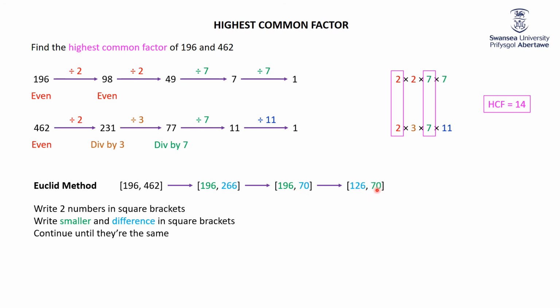70 is still the smaller. 126 minus 70 is 56. Now 56 is the smaller. 70 minus 56 is 14. Now 14 is the smaller. 56 minus 14 is 42. 14 is still the smaller. 42 minus 14 is 28. 14 is still the smaller, and 28 minus 14 is 14. There's the highest common factor. I leave it to you to determine which of those you want to do.